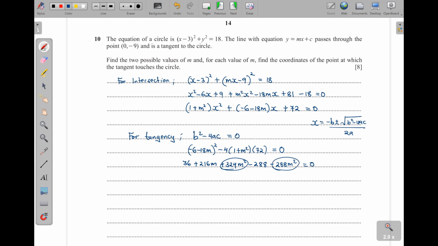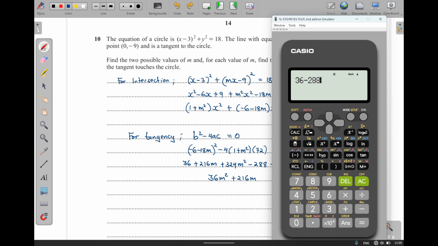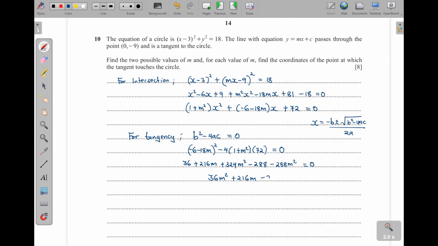Then we simplify this one here. 324 minus 288. Now 288, I'm remaining with 12 to make 300. So 12 plus the 24 that is here, that will be 36. So we shall have 36 m squared. And then do we have any other m? It is only here, 216m. And then this is 36 minus 288. 36 minus 288, that is negative 252. Minus 252, which is equal to 0.